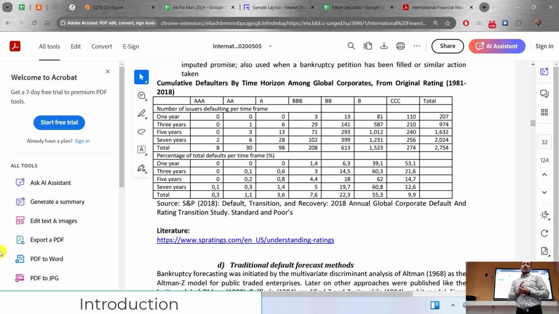But still, let's create a nice report about default probability. So at least let's go to the report of Standard and Poor's, obviously not from 2018, because let's check the most recent report. And after that, we can see what the status of the sector, sorry, industry is nowadays. And after that, we can move forward and do our corporate-specific analysis.